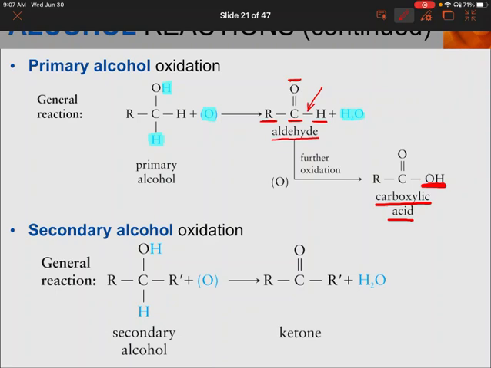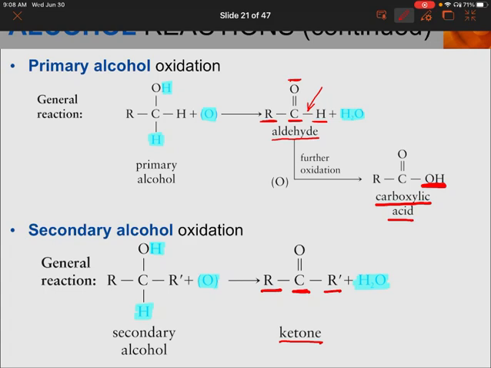Now if you have a secondary alcohol, it's a similar process. The oxygen from our oxidizing agent will team up with those two hydrogens, and we form our water molecule. But this time, what's left over are two alkyl groups bonded to our carbon that has a double bond to oxygen. This would be called a ketone, because we have two alkyl groups surrounding that middle carbon there.